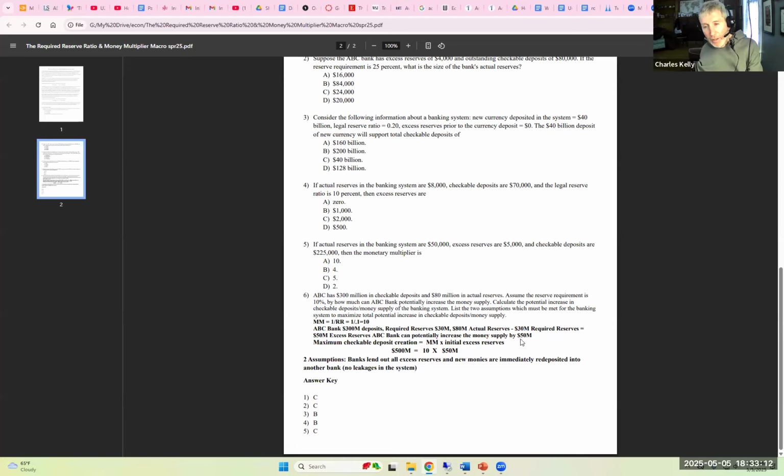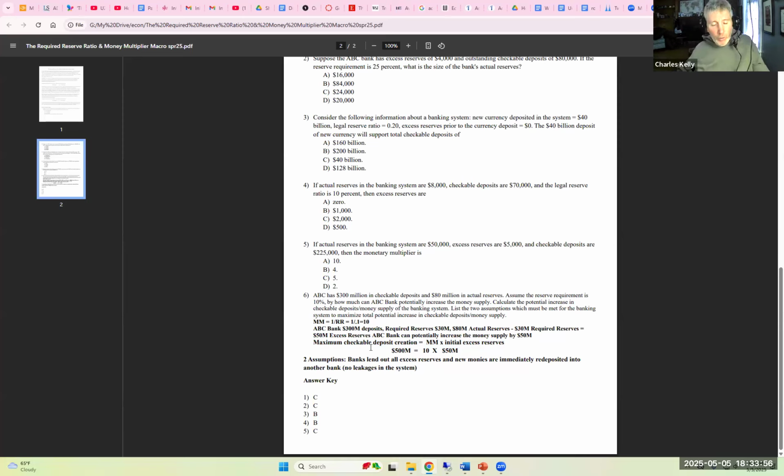But if we take the 50 and multiply it by the money multiplier 10, then the banking system can create 500 million in new loans. Now, again, where did we get that 10? 1 over the reserve requirement, 1 over 0.1. If the reserve requirement is 10%, the money multiplier equals 1 over the required reserve ratio. 1 over 0.1 is 10. 10 times 50. The banking system can potentially create 500 million in new loans, the maximum increase in checkable deposits.